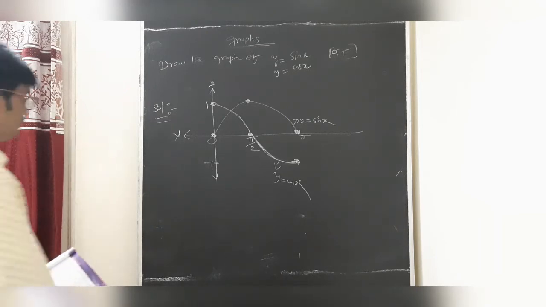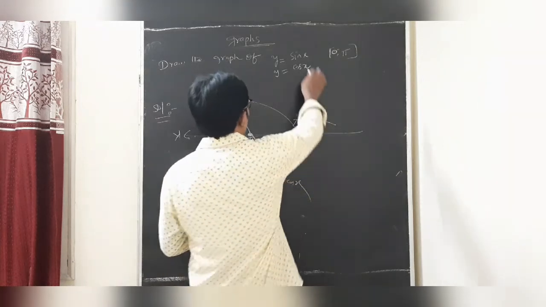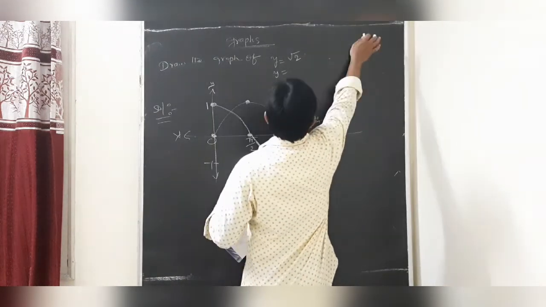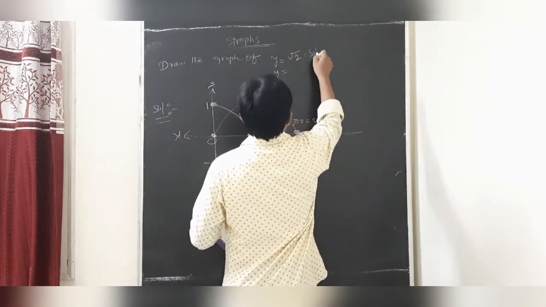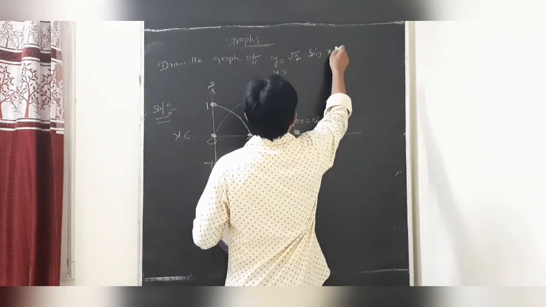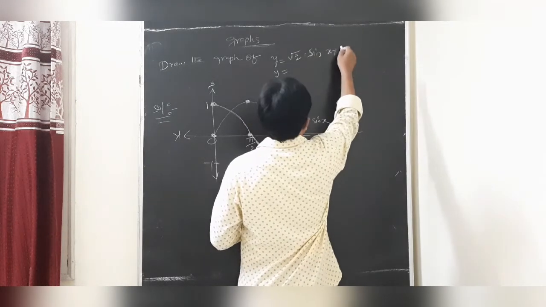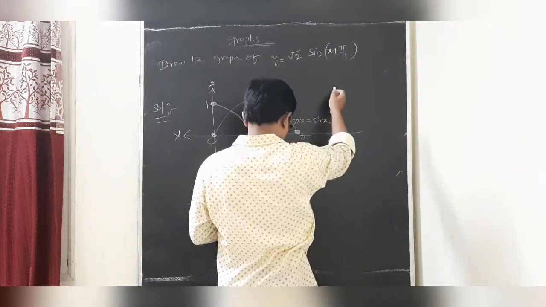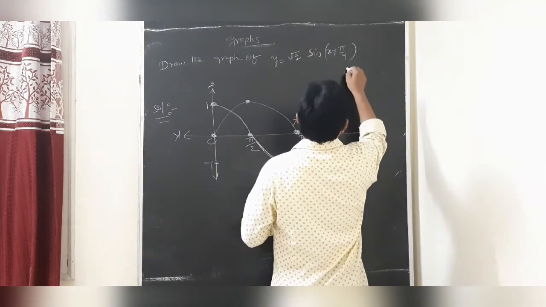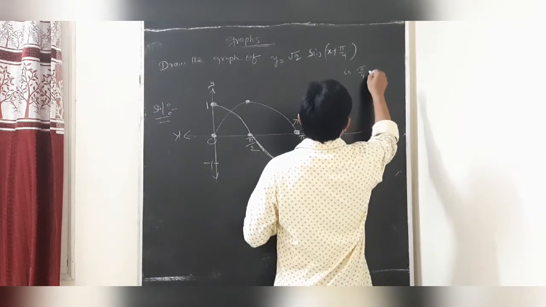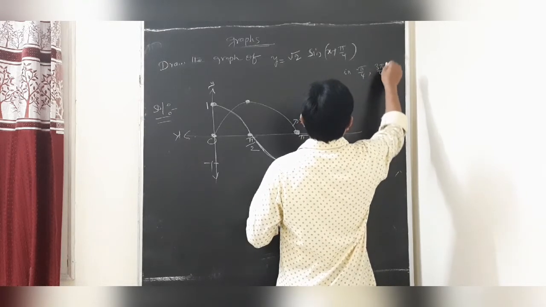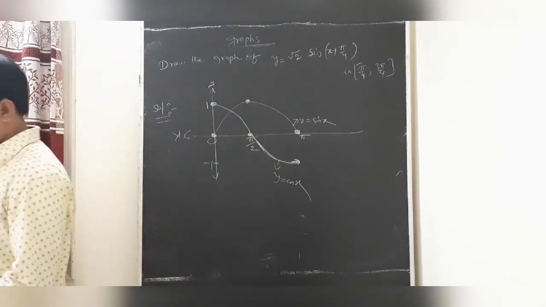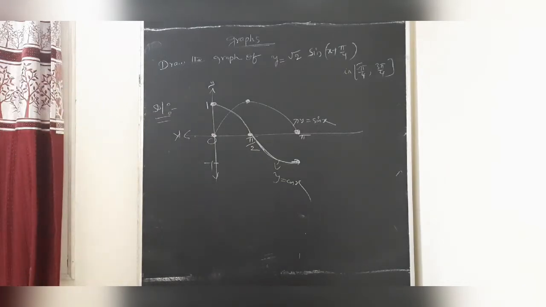Dear students, draw the graph of y equal to root 2 into sin of x plus pi by 4, in the interval minus pi by 4 to 3 pi by 4. What is the interval, students? Minus pi by 4 to 3 pi by 4.